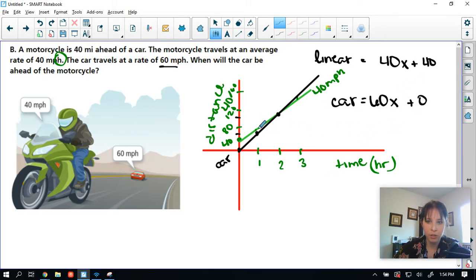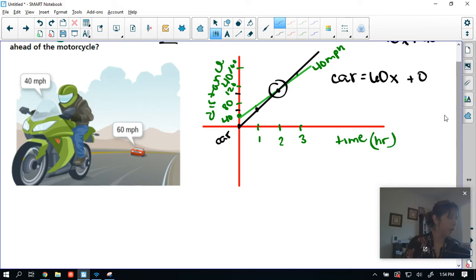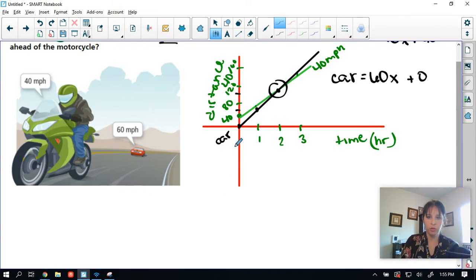Now I want to know where they intersect. I could see here, I'm going to guess that they intersect at 120, because that appears to be when they both go through. And that happens to be at 2 hours. So when time, I'm going to say t equals 2 hours.